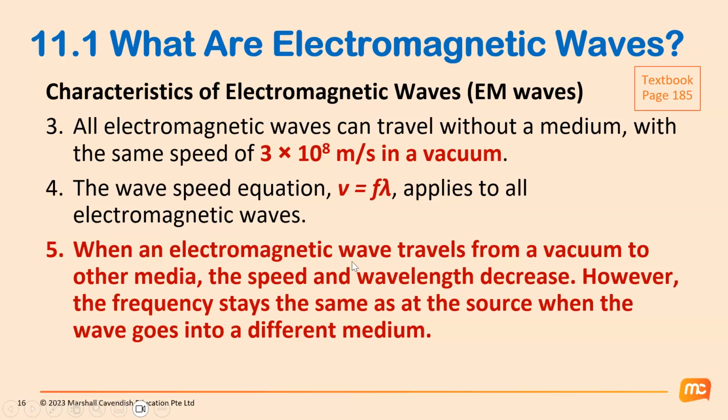Whenever a wave travels from one medium to another medium, the speed will change and the wavelength will change. When the speed changes, the wavelength changes, but the frequency remains the same as long as the source remains the same. That means I'm still using the same type of wave, or I didn't change the frequency of vibration of the wave. The one that is producing the wave, the source, remains the same. The frequency will always be the same. So when I go into a different medium, the speed changes and the wavelength changes.